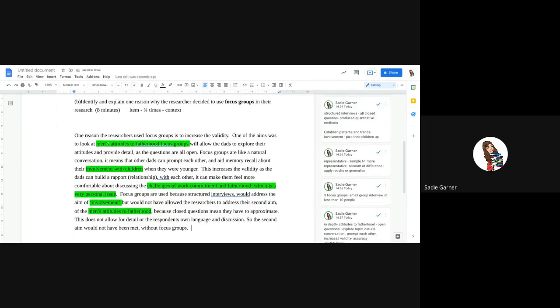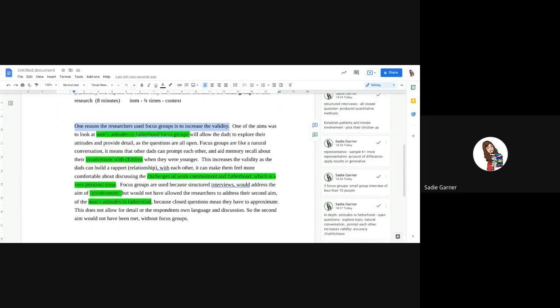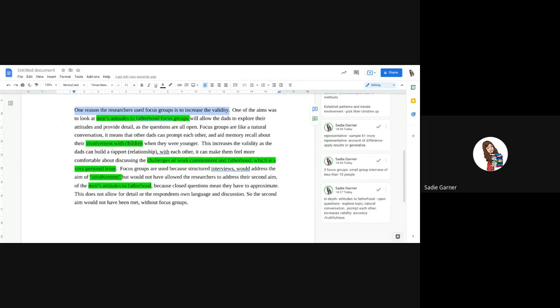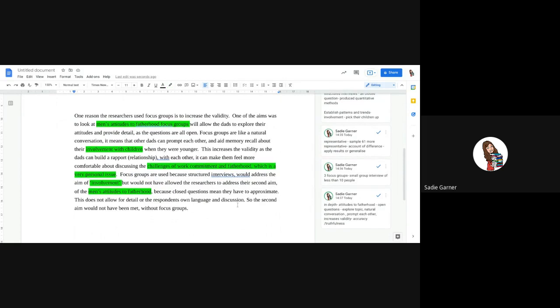Okay, the reason is to increase the validity. The aim is to look at attitudes. They need a natural conversation where they can prompt each other. It can aid memory recall. It can prompt discussion. And it's actually quite a challenging issue. They need some rapport with each other so they feel more comfortable and therefore are more likely to tell us the truth about their really personal experiences. Focus groups were used alongside the structured interviews because otherwise the second aim wouldn't have been addressed. It wouldn't have been possible.